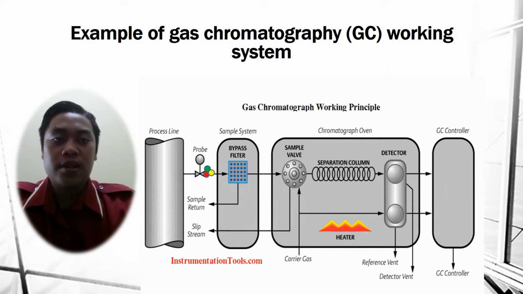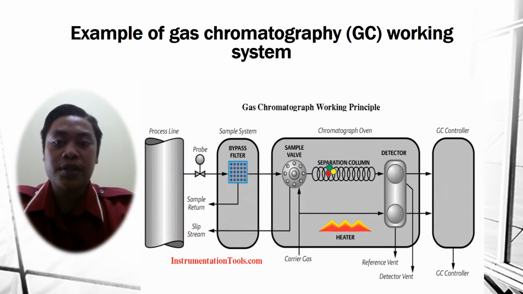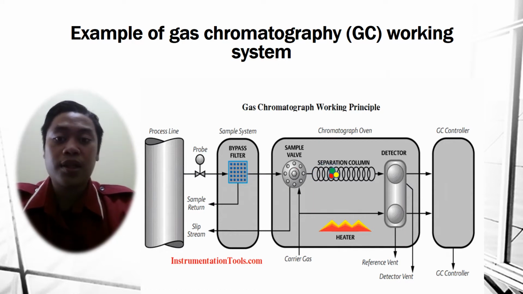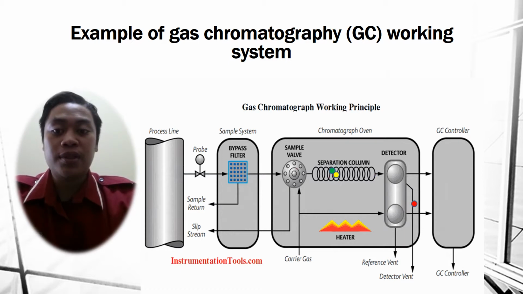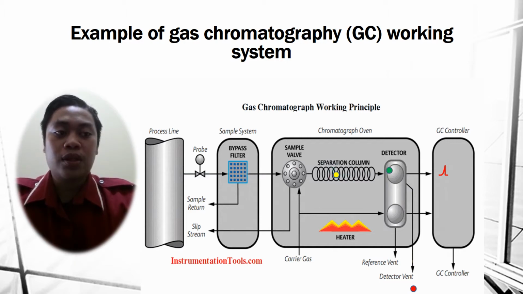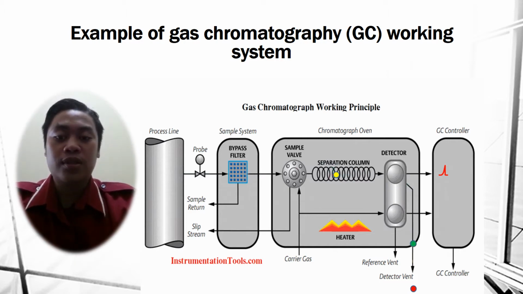Okay, this is the general overview of the gas chromatograph working system. As I mentioned earlier, it consists of a sample system, a chromatograph oven, and also a GC controller.